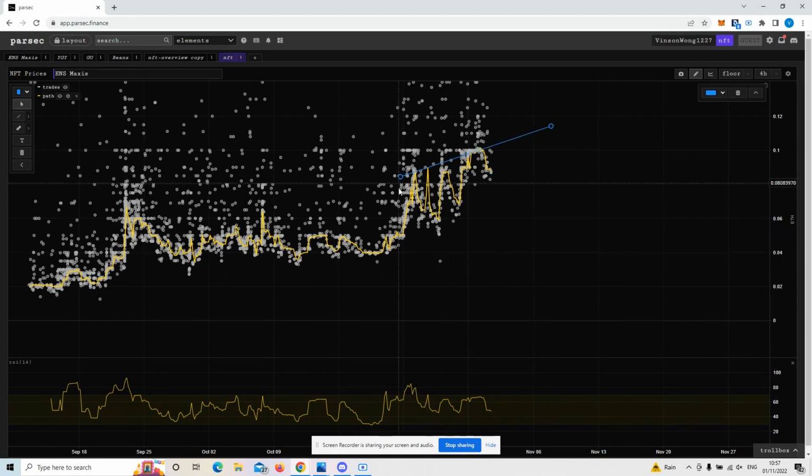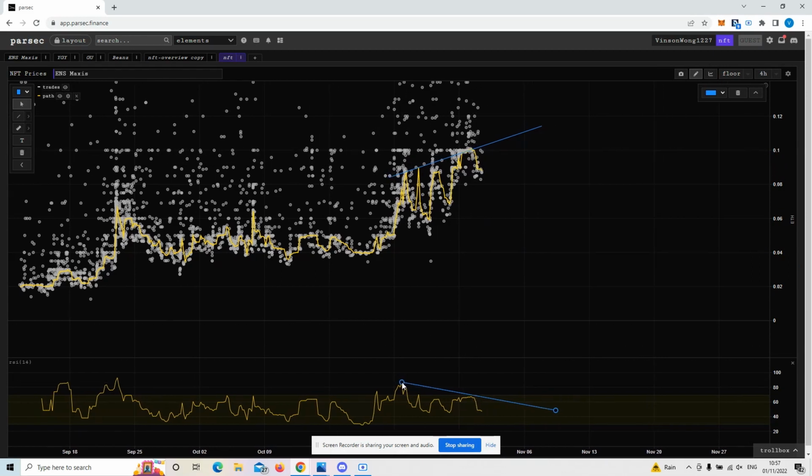Very obvious. But then when I look at the RSI below, you can see there's a regular bearish divergence here. How I see it is, look at this. The RSI is already in the overbought region, which is above this yellow shaded region here. So first of all, it's above that, and second of all, you can see this trending down. For me, this is a very obvious bearish divergence. So I wouldn't be very surprised if ENS Maxi drops below 0.1 ETH very soon.